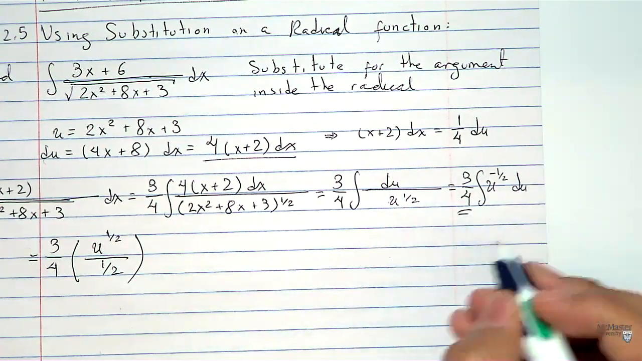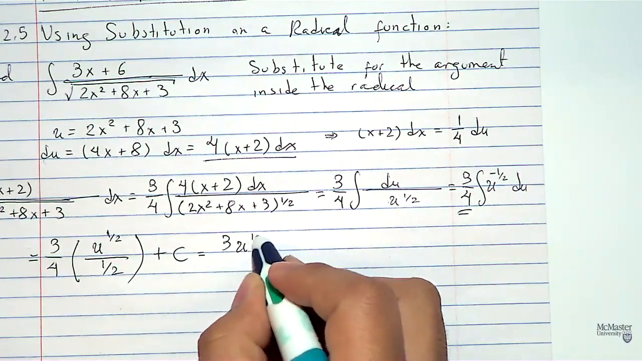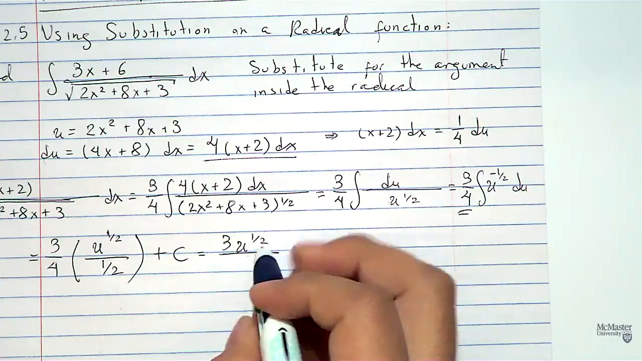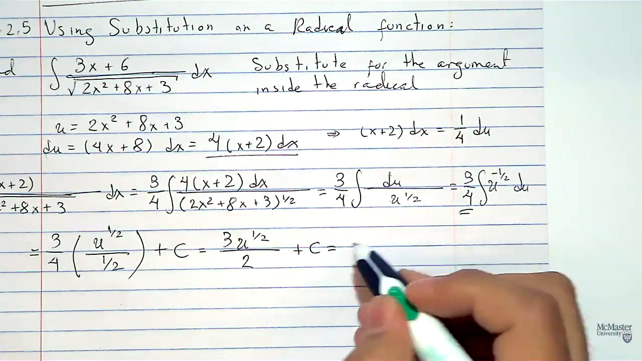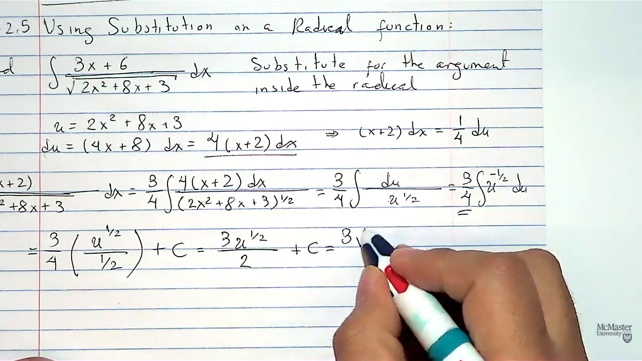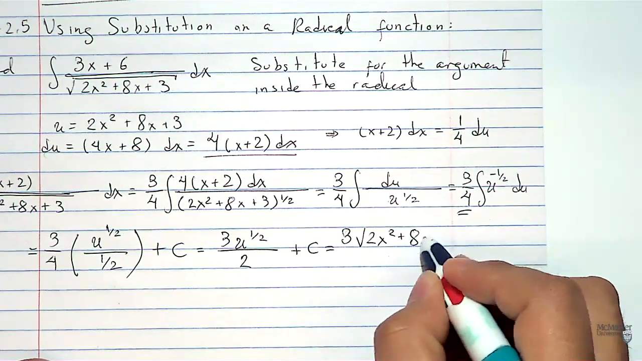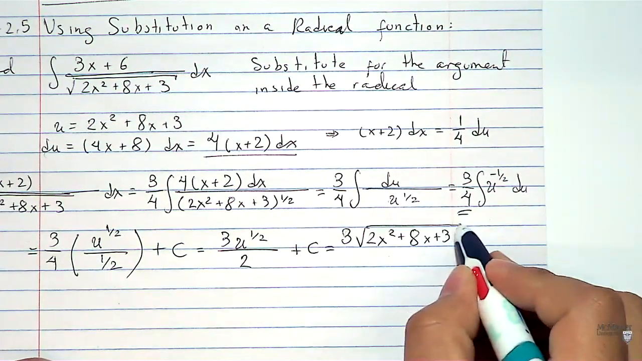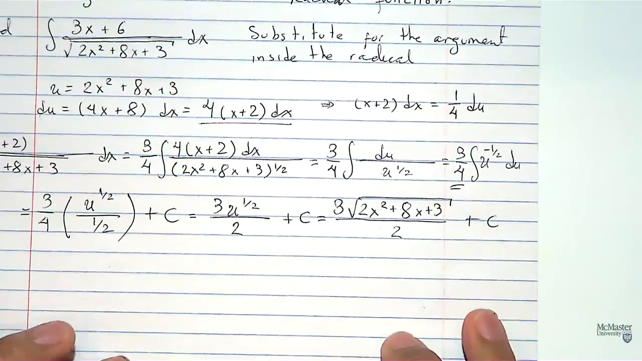You keep track of these factors. Then you have the constant. Then you have 3u to the 1/2, 4 times 1/2 is 2, plus a constant c. Then you go back to the original function that you had. So this is 3, and I can express the 1/2 as a square root: 3 times the square root of 2x squared plus 8x plus 3, divided by 2, plus a constant c.